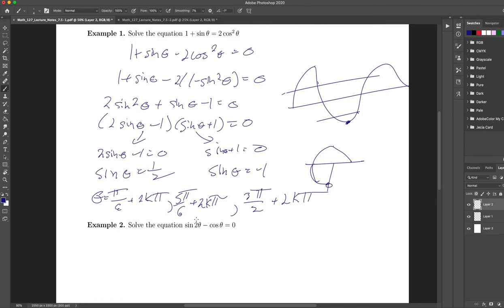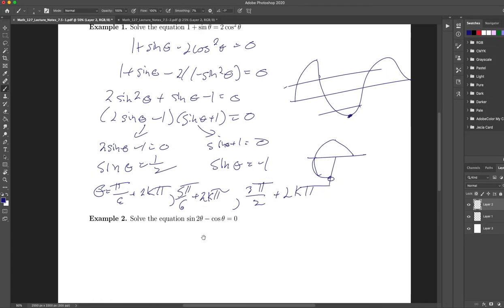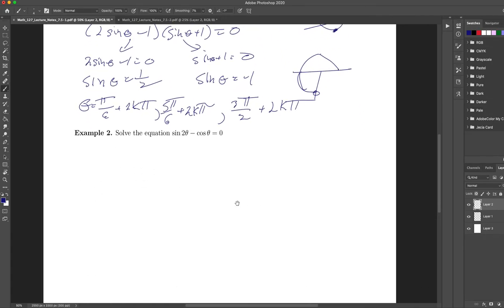Alright, so here we have a double angle, but we know how to deal with this double angle from our, what was it, 7.3? So let's go ahead and do that. Let's just plug in the double angle. So we have 2 sine of theta cosine theta minus cosine theta equal to 0.